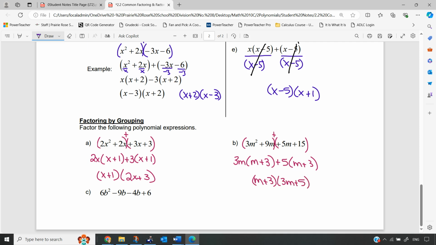Moving on to our last example, we have 6b squared minus 9b minus 4b plus 6. Again, I'm going to group plus. In my first bracket, my GCF is 3b, and that's going to leave me with 2b minus 3. And in my second bracket, my GCF is negative 2, and that's going to leave me with 2b minus 3. My final step is to pull out that GCF, so I'm going to have 2b minus 3, and then 3b minus 2.